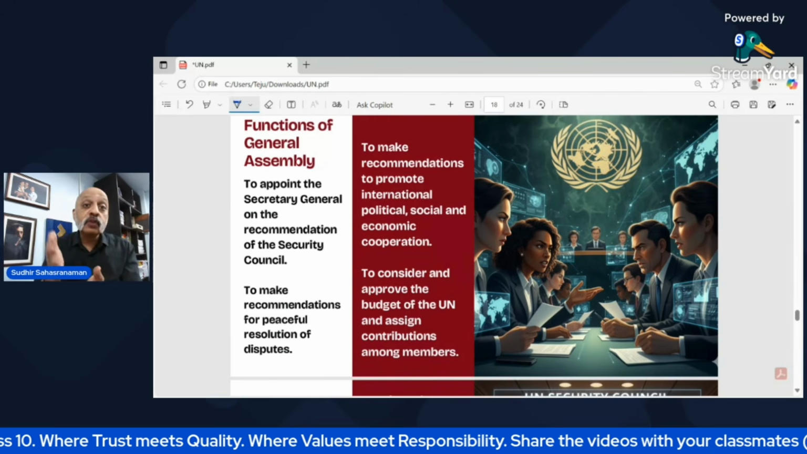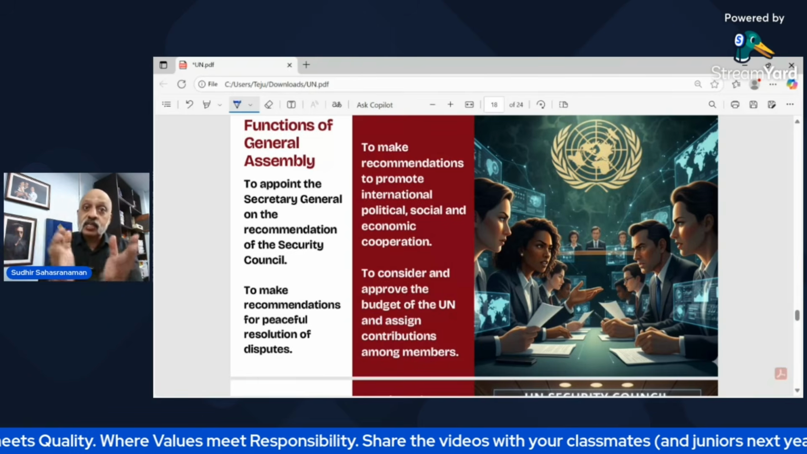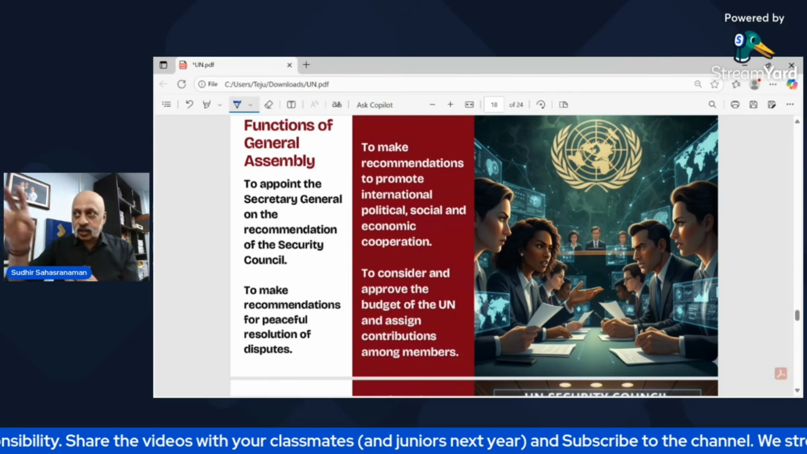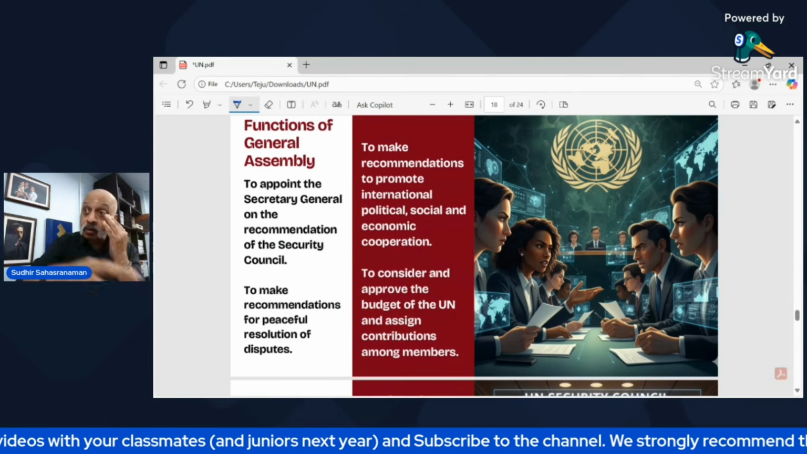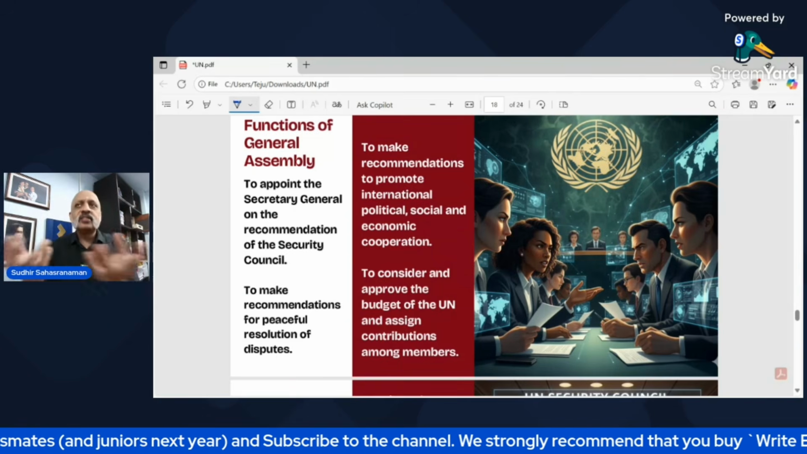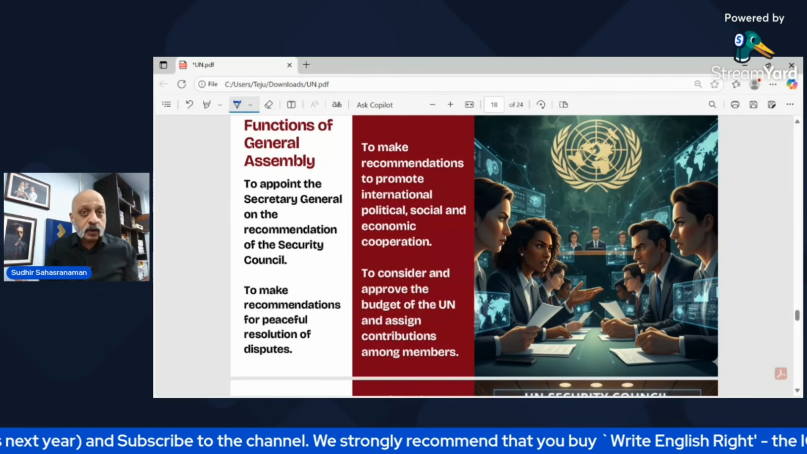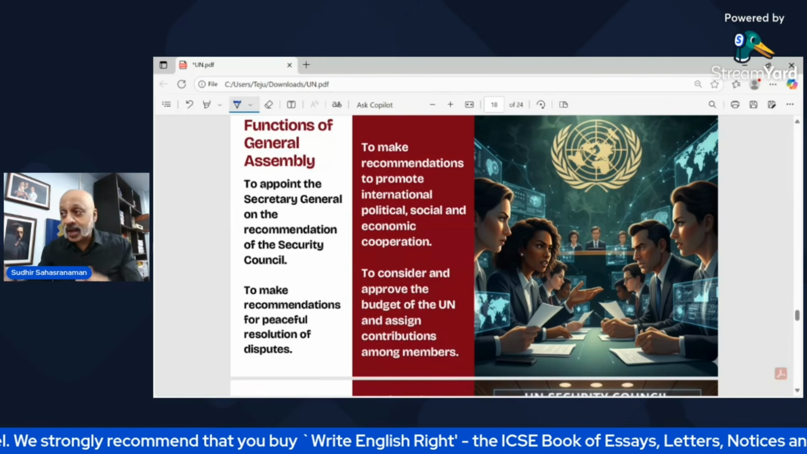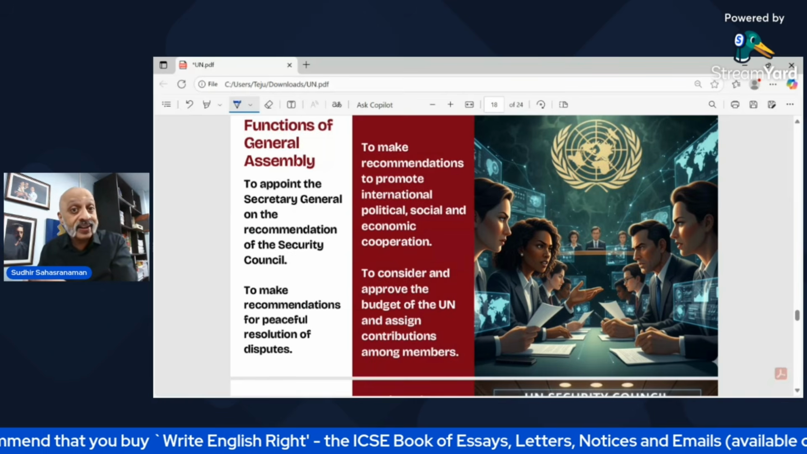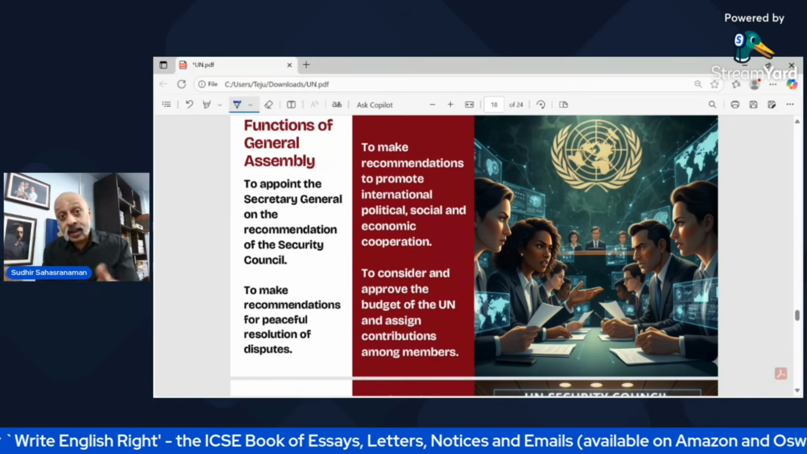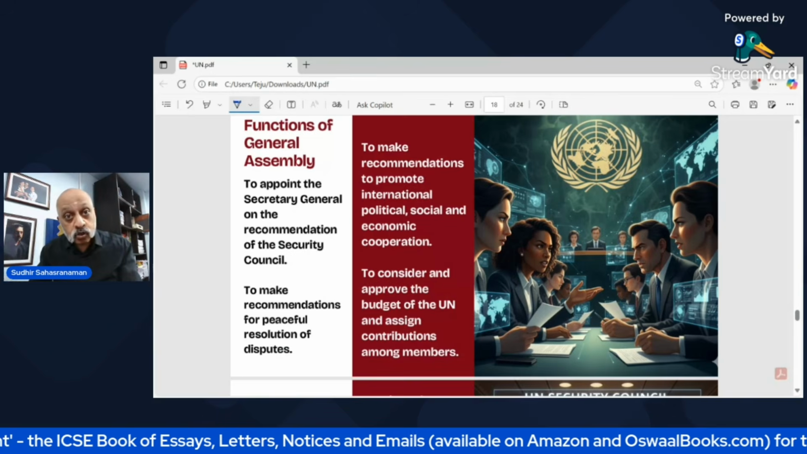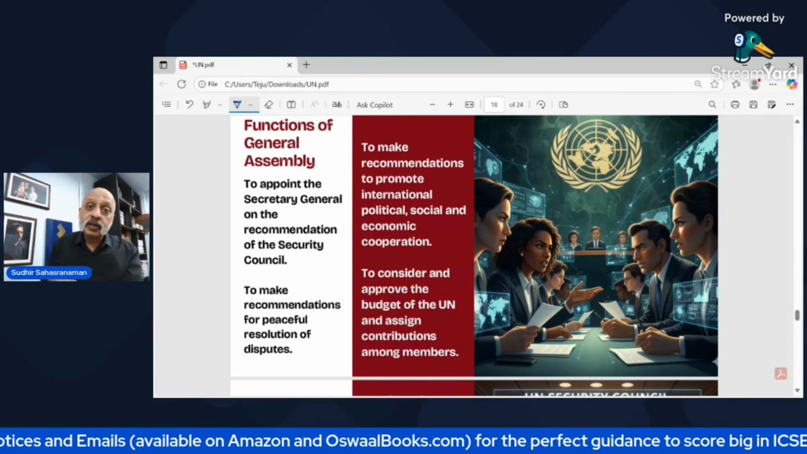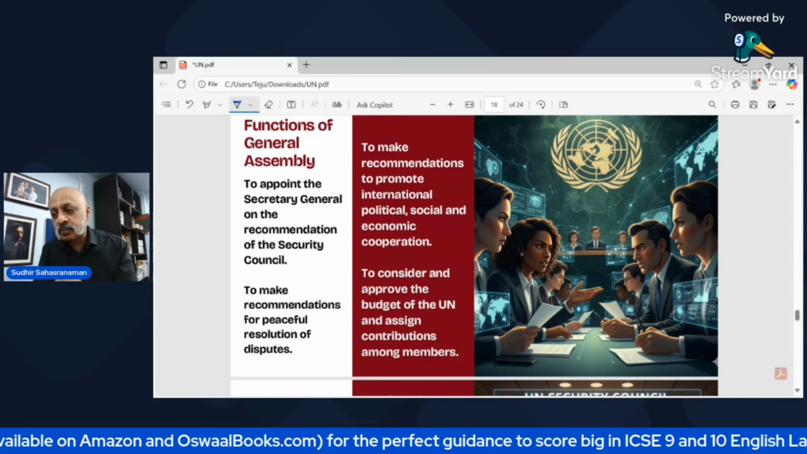To consider and approve the budget of the UN, because every country does make donations, and contributions are assigned among members, that each country needs to contribute this amount to the working of the United Nations. It's like, you have an apartment complex, there will be a committee set up. So every house has to contribute a certain amount of maintenance every month, or an annual fee, right? So that you build a corpus, so that the association and the apartment complex could function. United Nations is something similar.